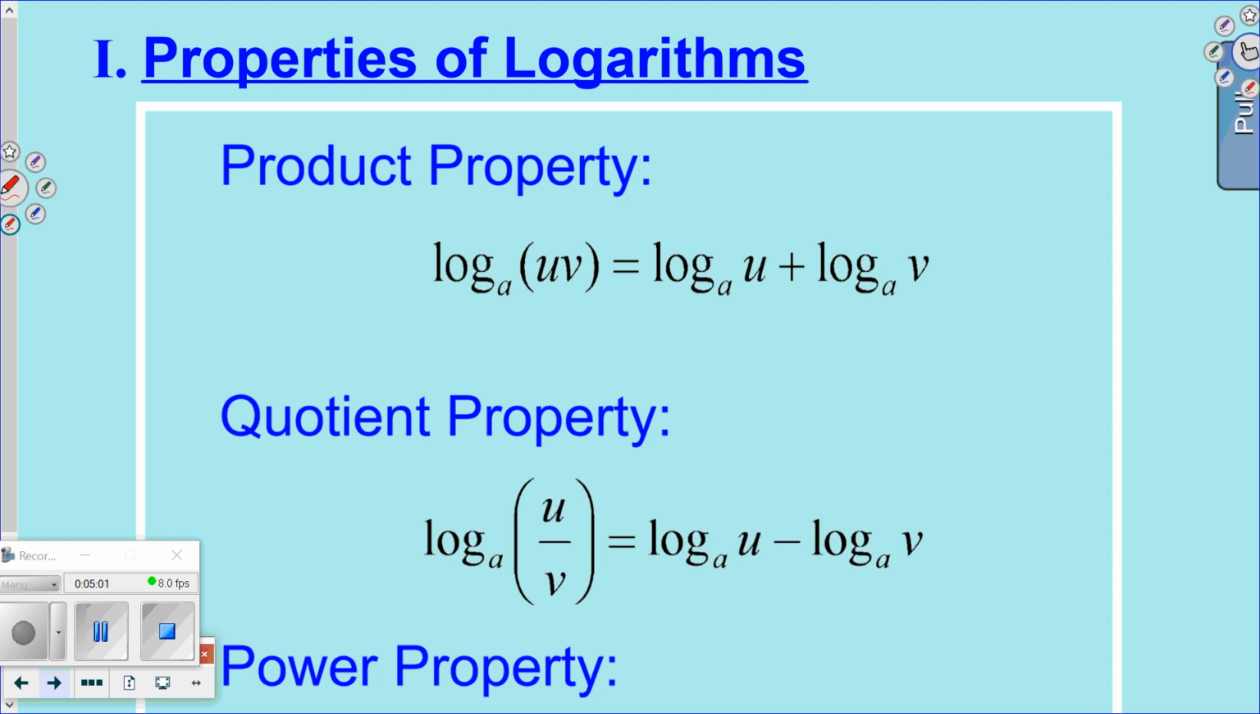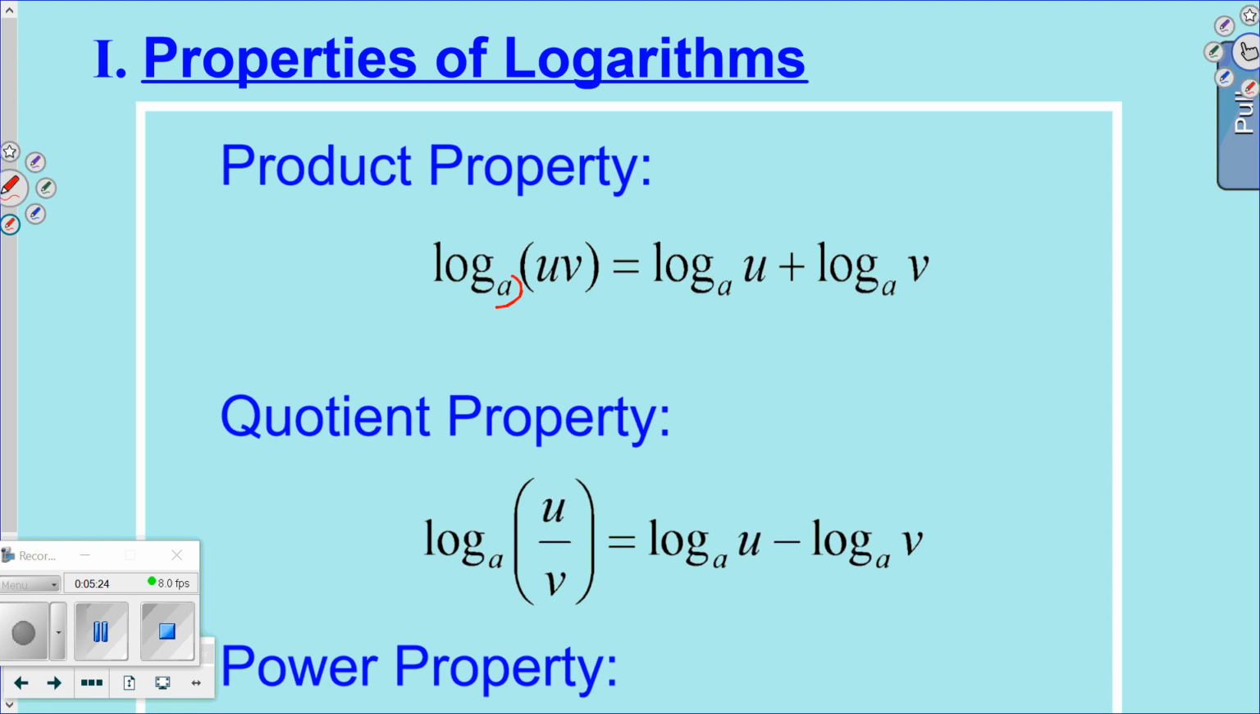Okay, so there are three main properties for logarithms to help us to better solve them and simplify them. The first is the product property. Looks beautiful, doesn't it? All those letters in there. All this is saying is, if I have something being multiplied, I can pull it apart. We can expand them, is what it's called.